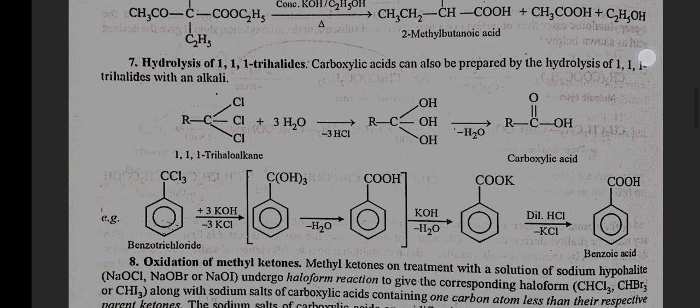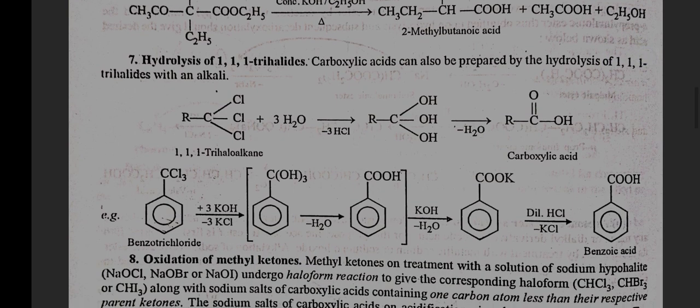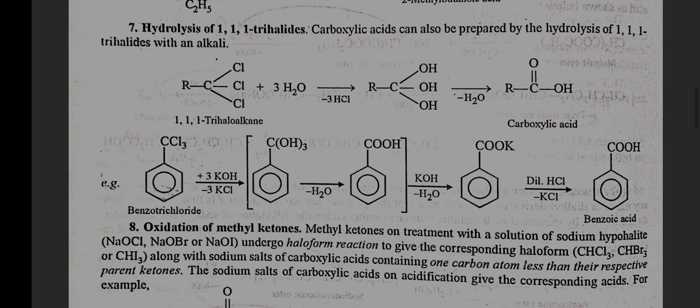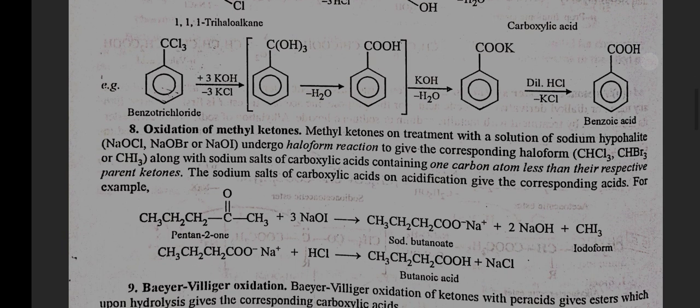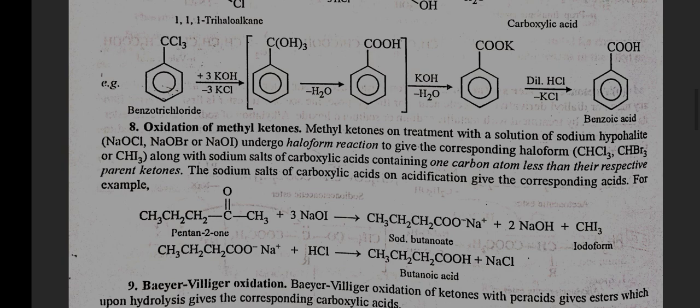Seventh, hydrolysis of 1,1,1-trihalides. Carboxylic acid can also be prepared by the hydrolysis of 1,1,1-trihalides with an alkali. Eighth is oxidation of methyl ketones.